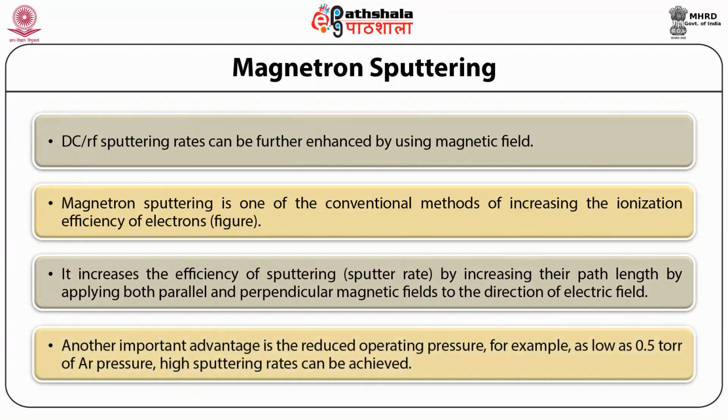Another important advantage is the reduced operating pressure. For example, with as low as 0.5 torr of argon pressure, high sputtering rates can be achieved. The figure given on the next slide shows the typical schematic of the magnetron sputtering system.